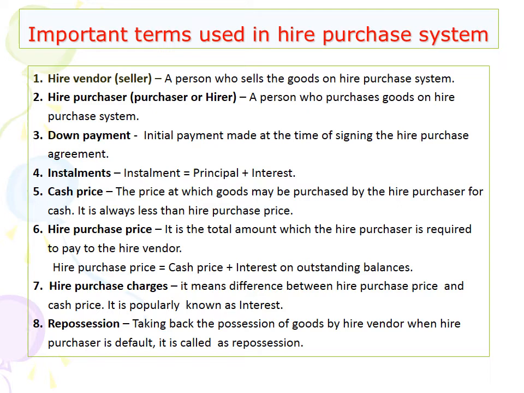Hire purchase charges, seventh important term. It means the difference between hire purchase price and cash price, and it is popularly known as interest. Last important term is repossession. So what is repossession? Taking back the possession of goods by hire vendor when hire purchaser defaults is called repossession. If the hire purchaser fails to make payment in time, then the hire vendor may take back goods, which is called repossession.